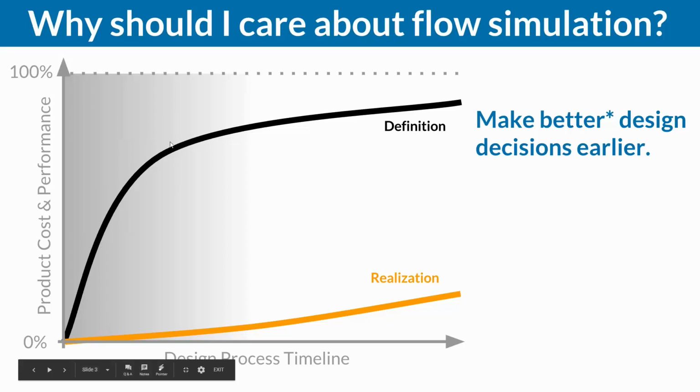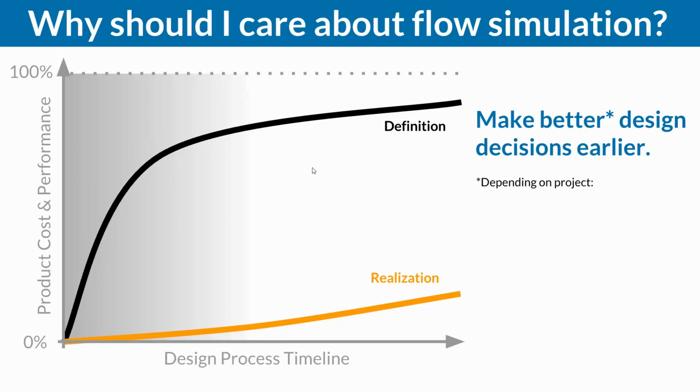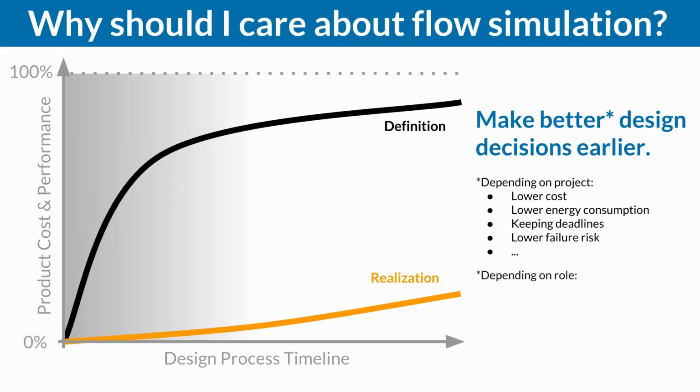And what we mean by this is the first stage of the timeline. This decision-making, or decision of the design, which is the better design, can depend on the project. So it can be the low cost or the low energy consumption, or also keeping the deadlines always under the deadline, or the lower failure risk. It depends on the product, but it can be like reducing the drag of the product. I mean, these functions depend on the product, but also on the role of the person who is designing, or who is involved in the design process.